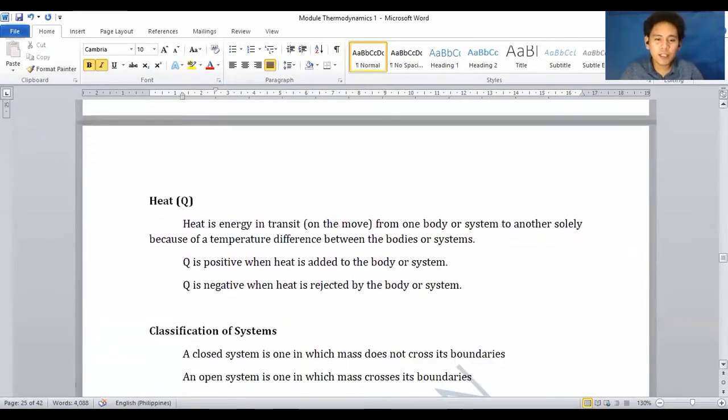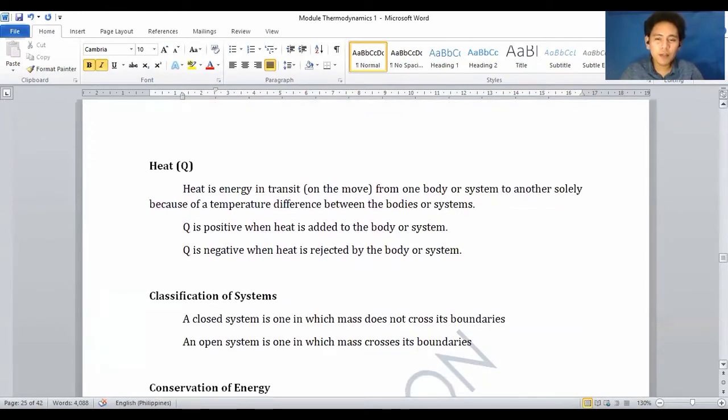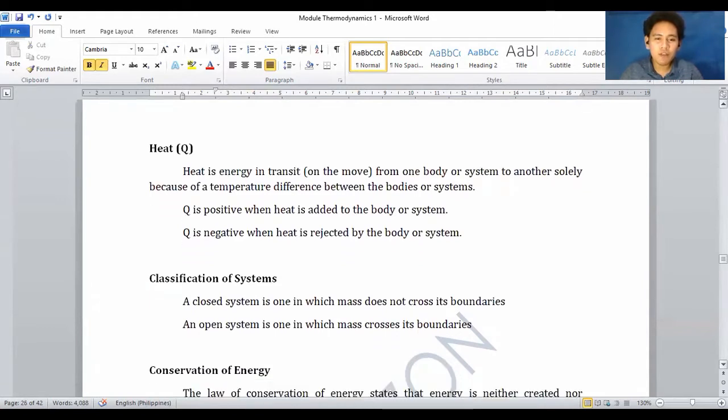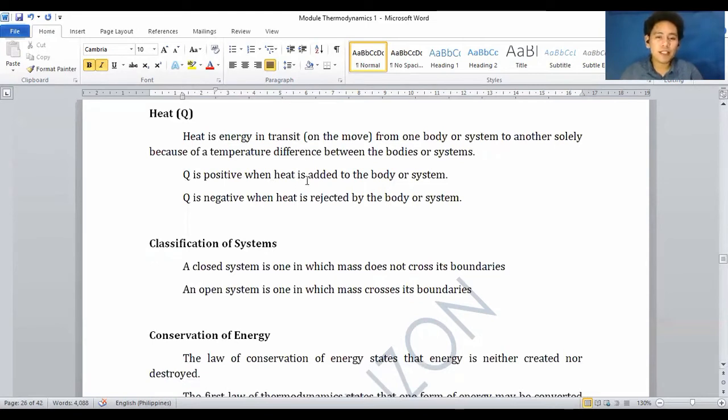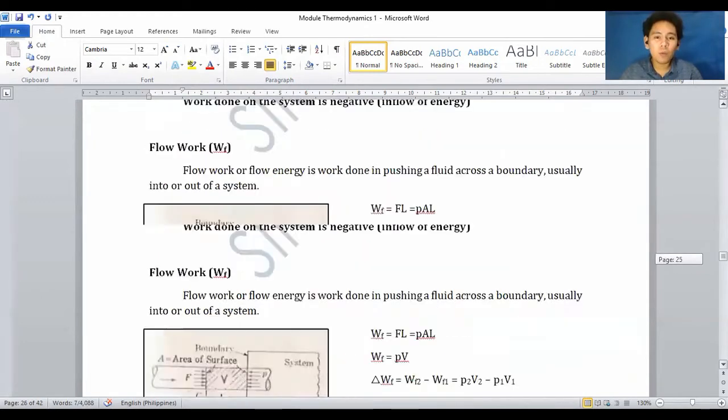Next, your heat. Heat is energy in transit from one body or system to another solely because of a temperature difference between the bodies or systems. Q is positive when heat is added. Please take note of this. Q is positive when the heat is added to the system. Q is negative when the heat is rejected by the body or system. When the heat is rejected, negative. When the heat is added, positive. Work done by the system is positive.